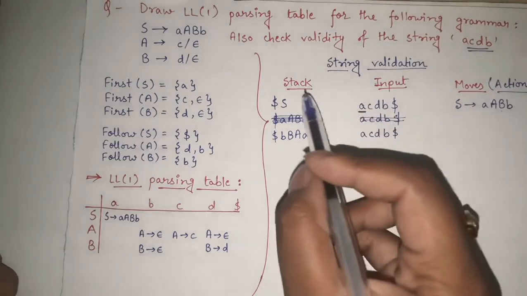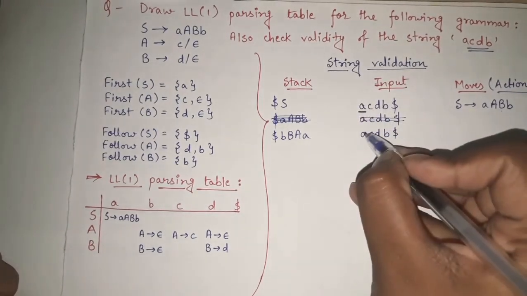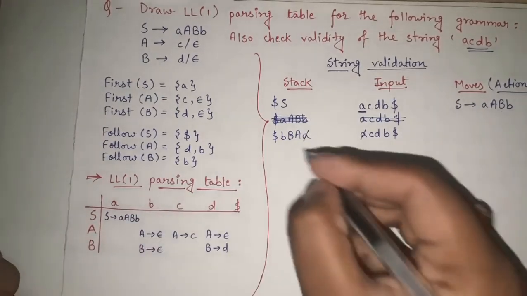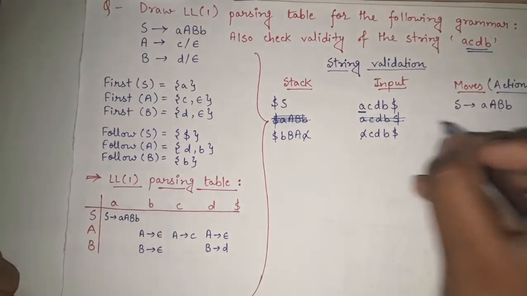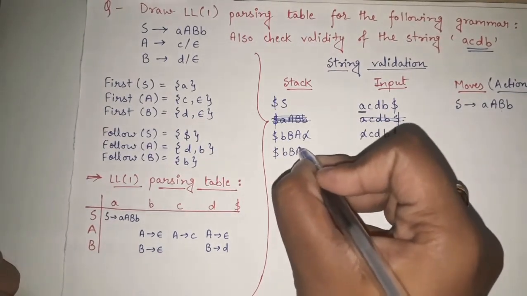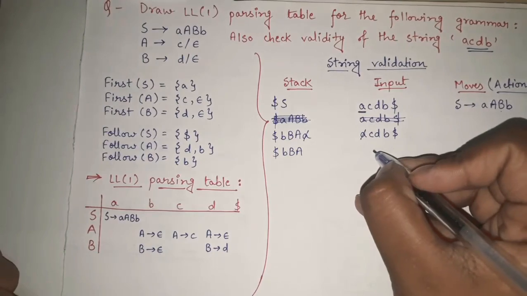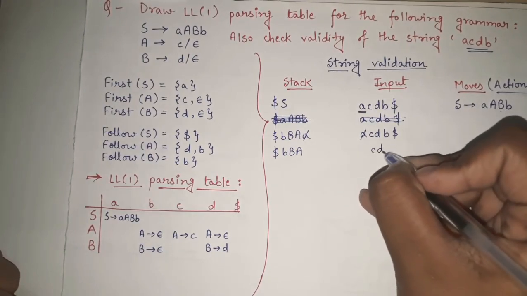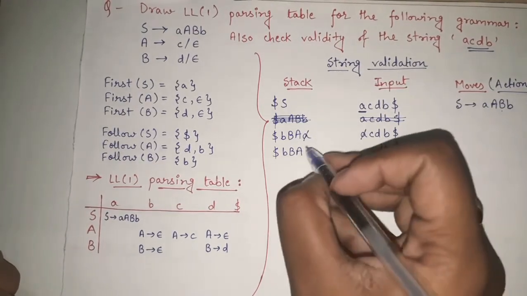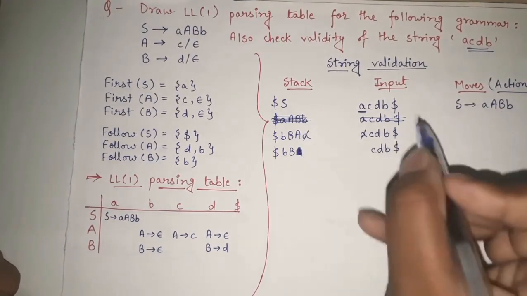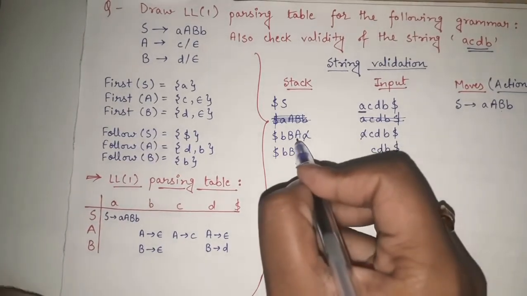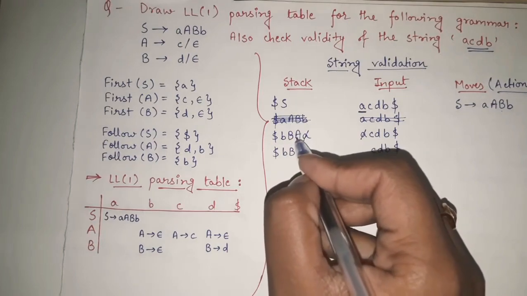Now in stack and input, I can cancel out this input string with this stack, right? So yes, this will be done. So what will be remaining in the next step? Only this much will be remaining. If I cancel out this a from both sides, what should be my next move? Here, on the top of the stack, I have capital A.